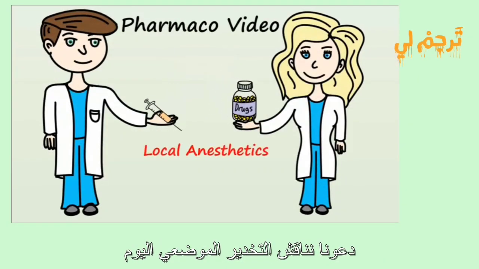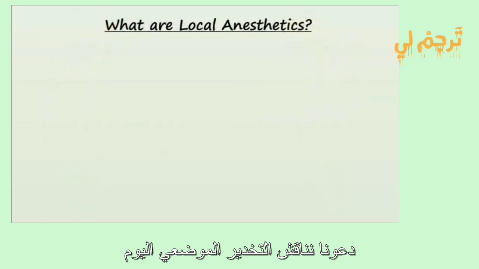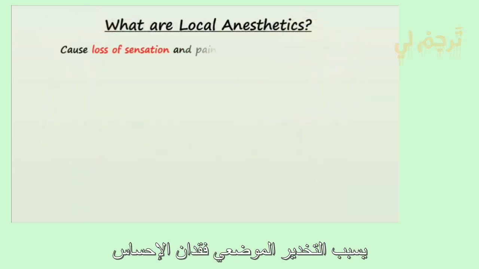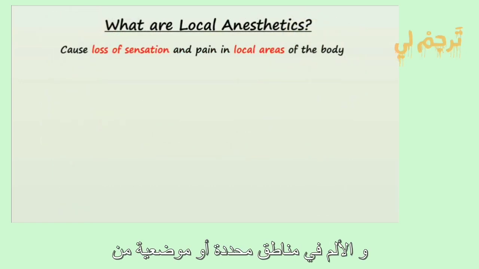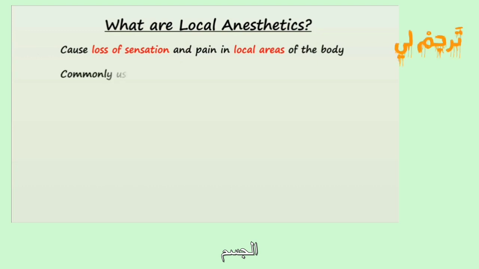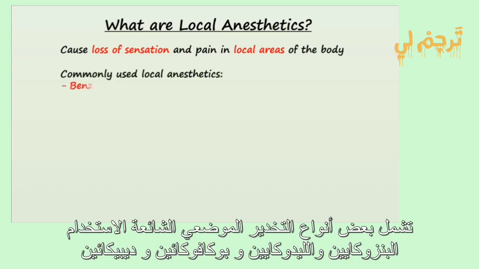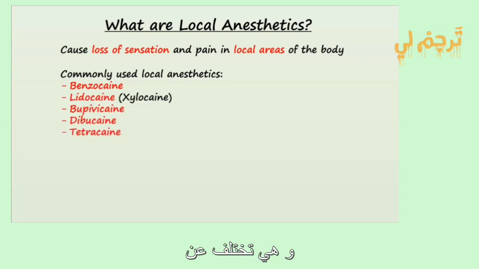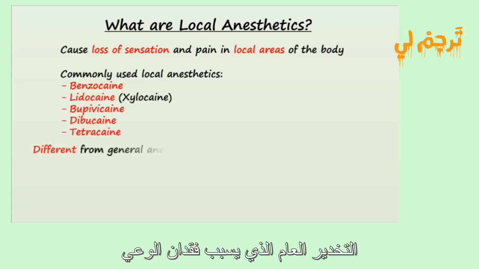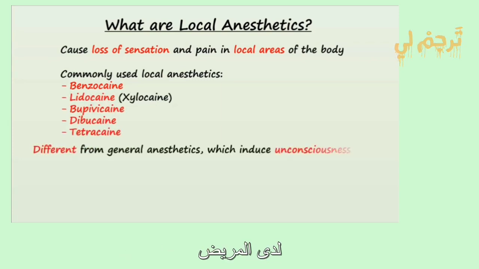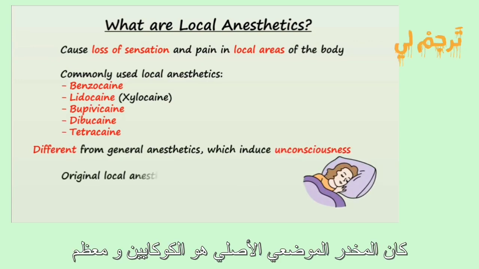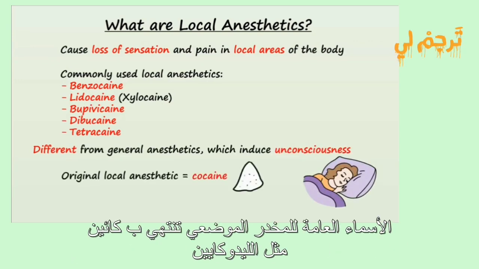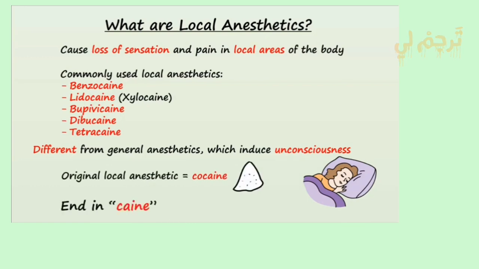Today let's discuss local anesthetics. Local anesthetics cause loss of sensation and pain in specific or local areas of the body. Some commonly used local anesthetics include benzocaine, lidocaine, bupivacaine, dibucaine, and tetracaine. They are different from general anesthetics, which induce unconsciousness in the patient. The original local anesthetic was cocaine, and most generic names for local anesthetics end in caine, such as lidocaine.